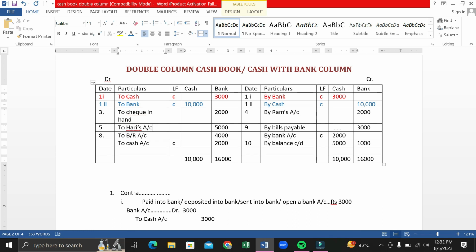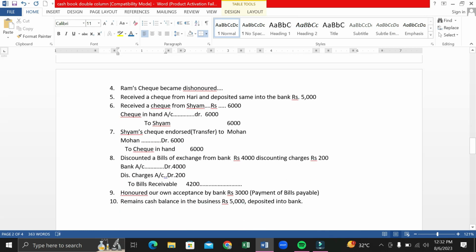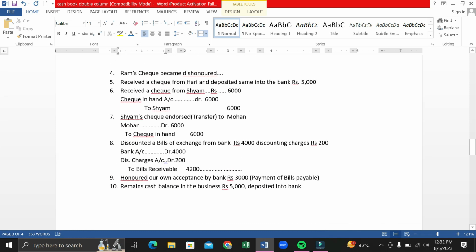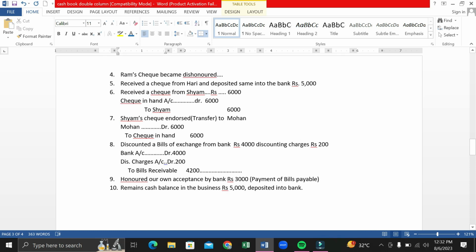Now come to the next one, the 7th one. This one is again related to the previous entries. Received a check from Sham, rupees 6,000. It will be shown in the journal: check in hand account debit to Sham. But now the check of Sham that we have received, we have transferred or endorsed to one of our creditors. So Sham was our debtor from whom we have received the amount, but Mohan is a creditor for us.